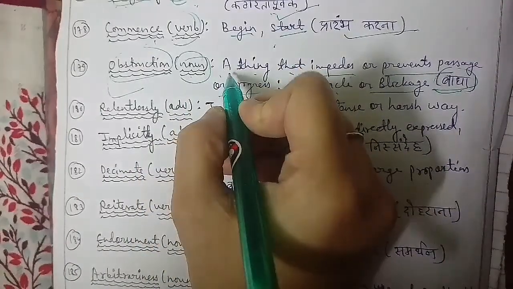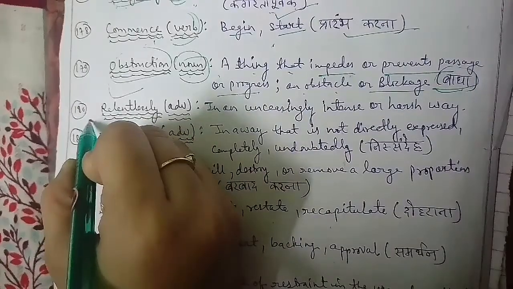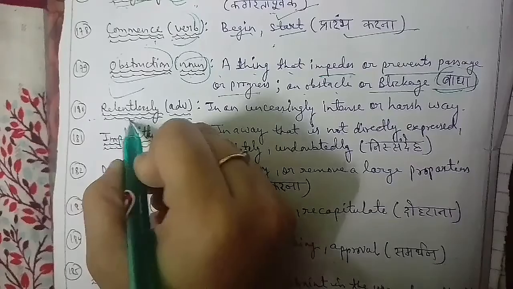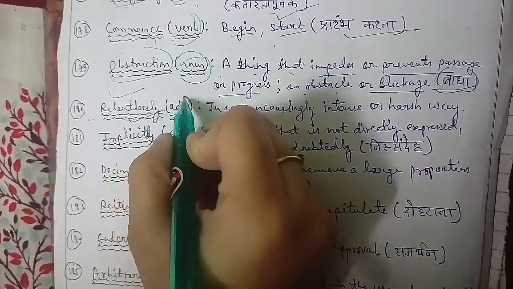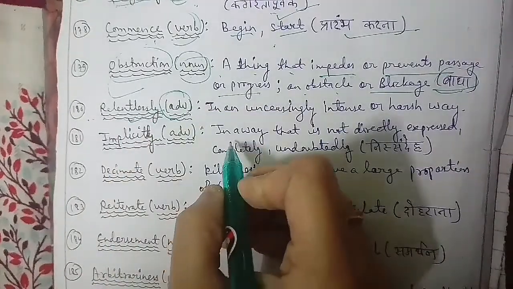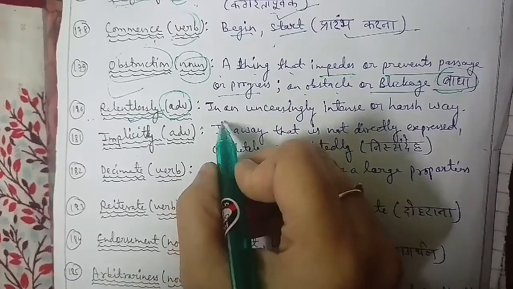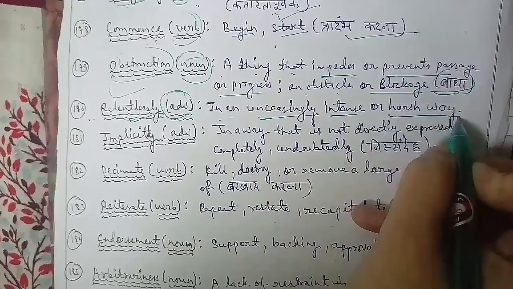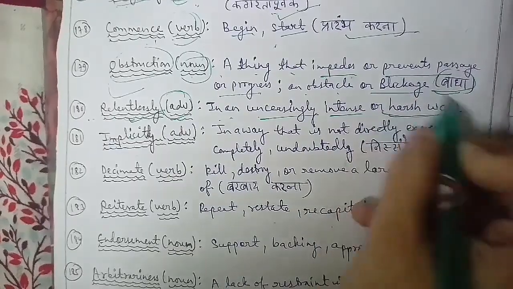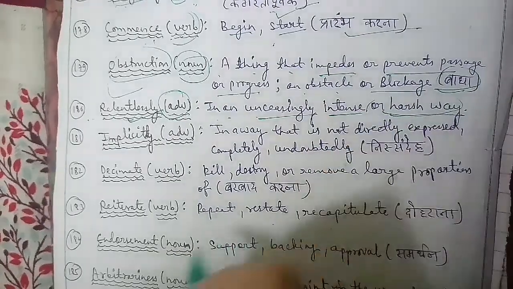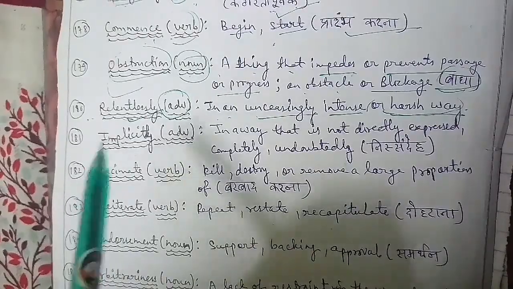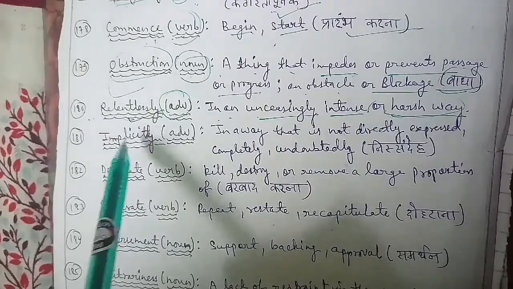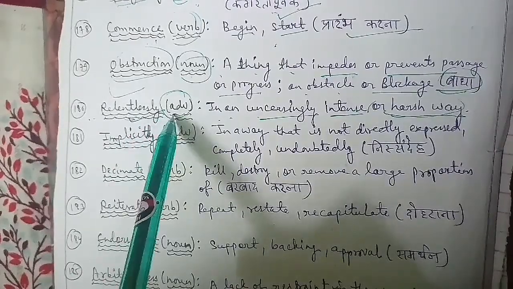Now moving on with the next one that we have here, the 180th word, and that is relentlessly. Relentlessly is a word that is used as an adverb here, and relentlessly means in an unceasingly intense or harsh way. Something which is in a harsh way, something which is unceasingly intense, then you can use the word relentlessly there, and the word is used as an adverb.